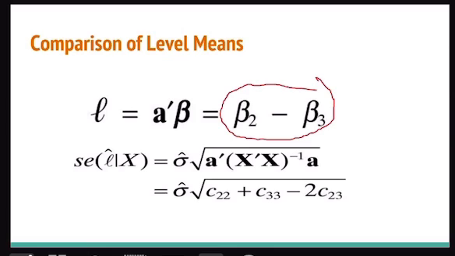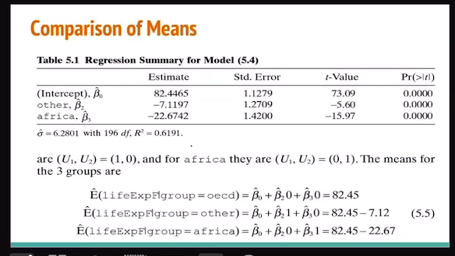Of course, I've already estimated them. I have my beta 2. Okay, I have my beta 3. Can you see that? I have them already estimated. I'm only going to subtract them. And when I subtract them, I also need the standard error associated with my estimate. And how do we find the standard error associated with my estimate?